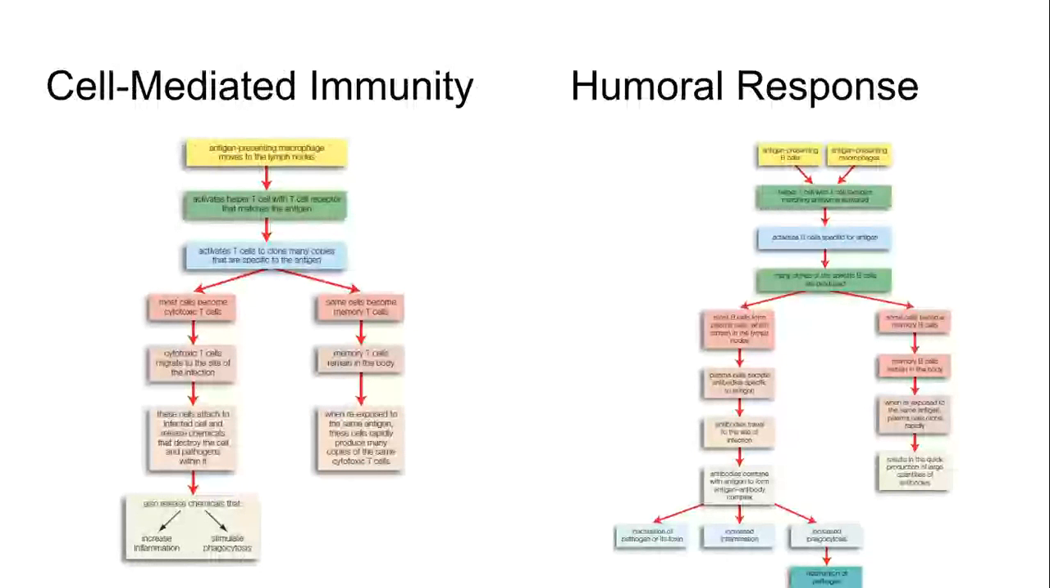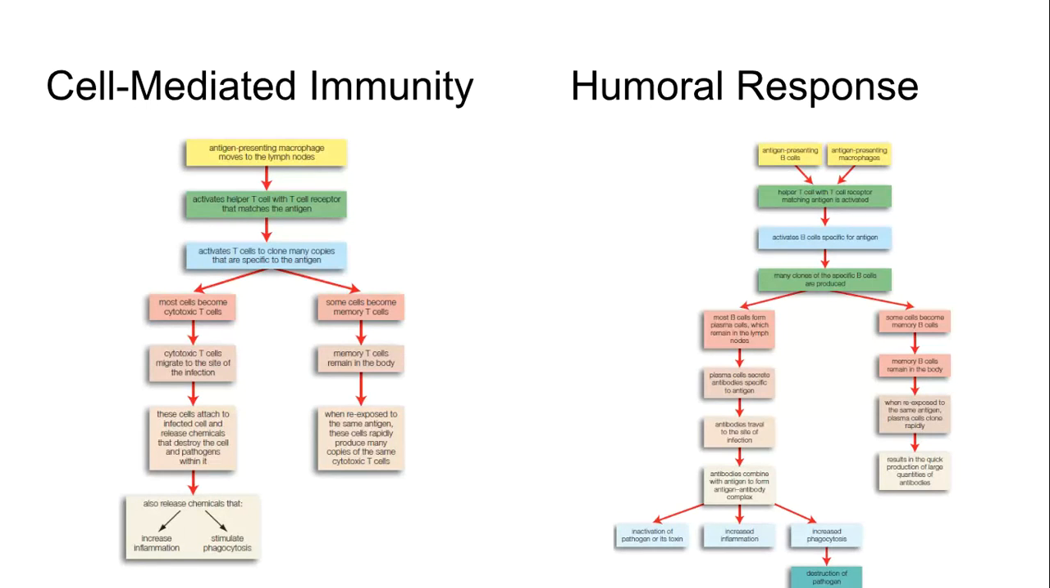So here we have our two arms, our cell-mediated and our humoral response. On our cell-mediated side, we're seeing macrophages presenting an antigen to the lymph nodes. And then we see our helper T cells, then activating our T cells. So our cell-mediated side is really a lot to do with our T cells and how our cytotoxic T cells will then move to our infected cells, release chemicals that will destroy the cell and the pathogen within it. We then also at the same time are producing our memory T cells, which remain in the body, and if we are re-exposed to the same antigen, this produces the same response.